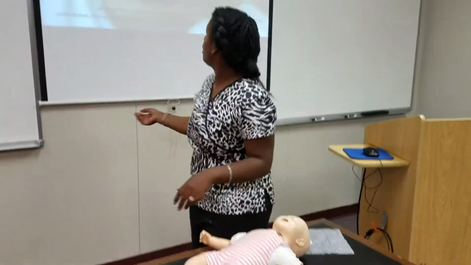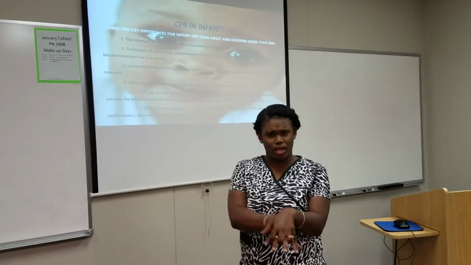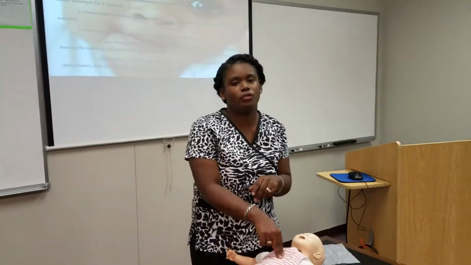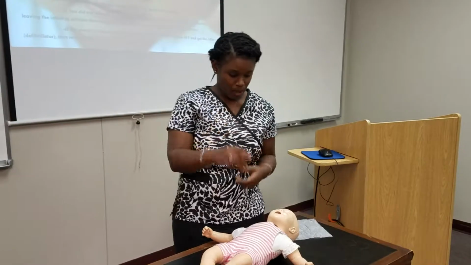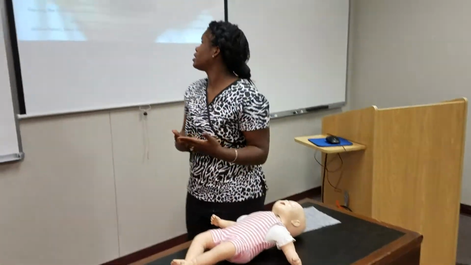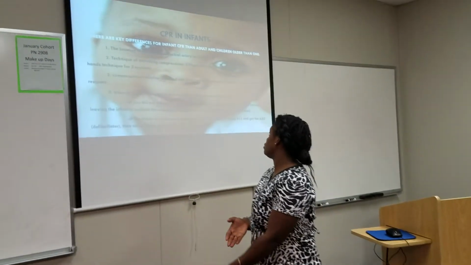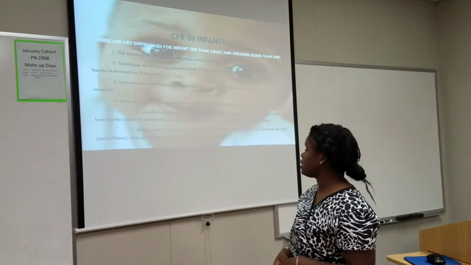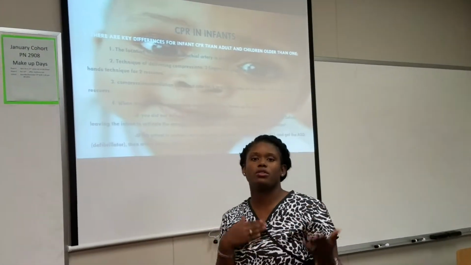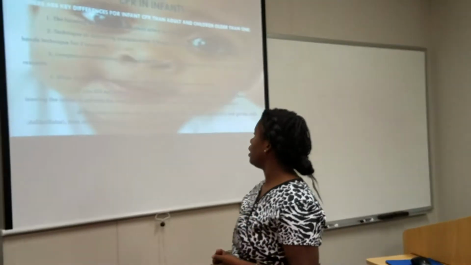And for the technique of delivering compressions for them, instead of interlocking your fingers, you're using 2 fingers if you're with 1 person. But if you're with 2 people, you're going to be using the thumb motion. I should further explain that for you. The compression ventilation ratio and rate for 2 rescuers is the same as it is for a child. So if it's 2 rescuers, you're still going to do the 15-2. If it's just you by yourself, you're still going to use the 30-2.